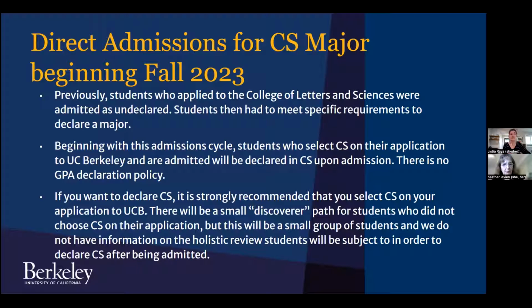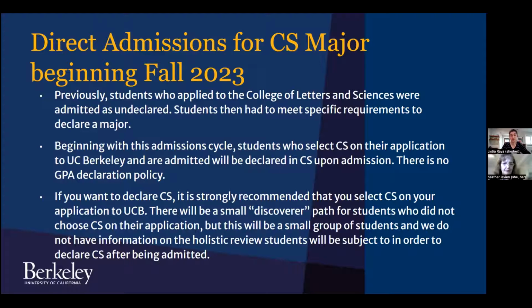And I think that this should be a good thing because the declaration process is stressful. You have to take 3 classes, get a 3.3 GPA in them in order to become a CS major. And as a transfer student, you don't have a lot of time to do this. So instead, now you choose CS on your application. And if you're admitted to Berkeley, you're admitted as a CS major from the start.